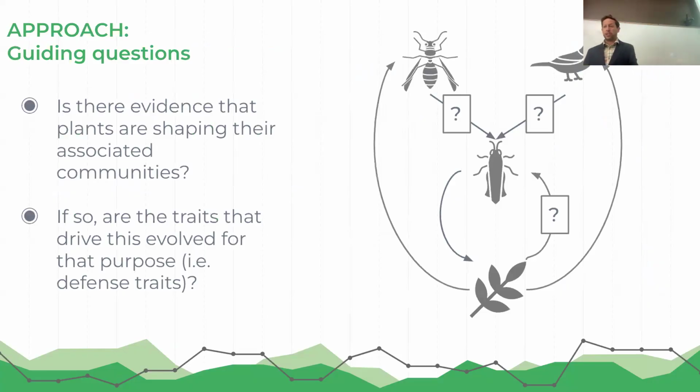So our guiding questions that shaped our research are two of them. Is there evidence that plants are shaping their associated communities, in particular herbivores, but also in general the entire arthropod communities? So what evidence exists that plants are actually shaping these communities? And then the second question is, if so, are the traits that drive this evolved for that purpose? In other words, are the traits that are driving the shaping of these arthropod communities plant defense traits? Are they evolved for plants to defend themselves against herbivory, or are other traits involved? Other traits that we might look at as non-defense traits, which we'll get to in chapter 3.